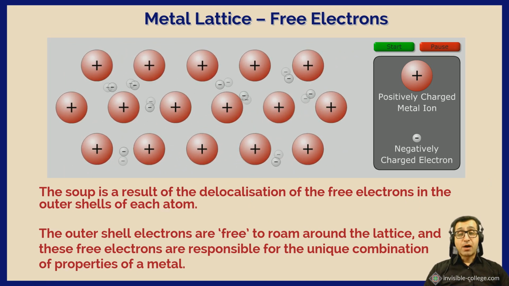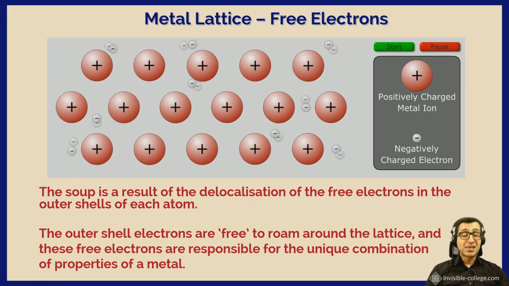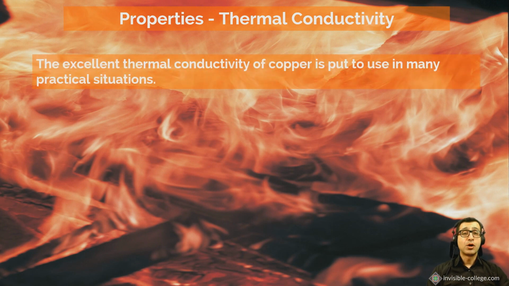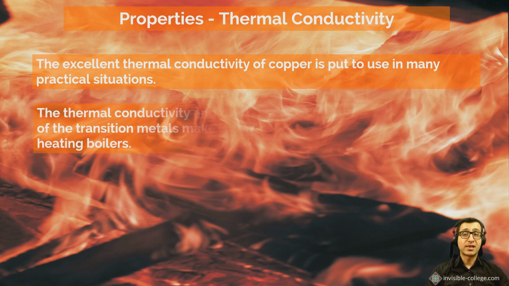So the outer shell electrons are free to roam around these spaces between the positive ions in the lattice, and it's these free electrons which are responsible, for example, for the thermal conductivity of metals such as copper. So copper can be used to make things like saucepans, where the high thermal conductivity of copper is an advantage. The thermal conductivity and also the durability of transition elements like copper is perfect for things like cookware and also for other thermal applications like boilers and things like that.